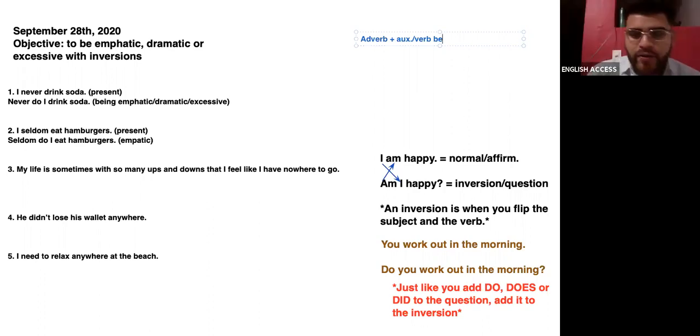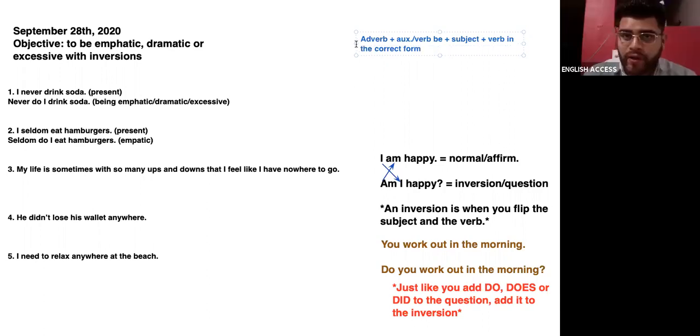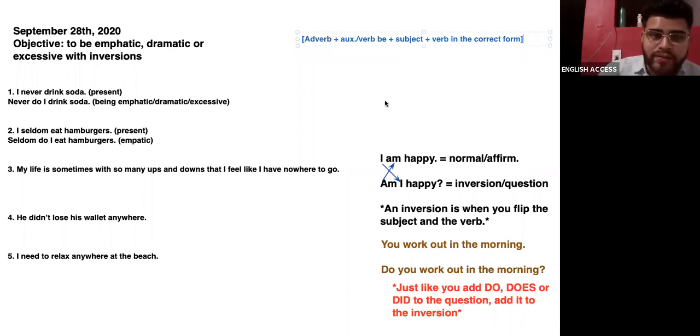And then we're going to have the subject. And then verb in the correct form. Now, I say in the correct form because if it is present perfect, the verb needs to be in past participle. If it is simple present, then it needs to be a verb in the present.